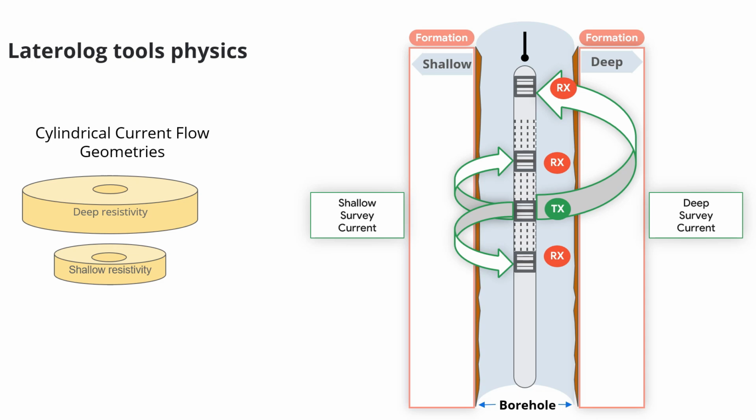Here we can see a diagram of a lateral log. As you can see, it has several metallic electrodes positioned along the tool string and are electrically isolated from one another. The current comes out from the transmitter, Tx, here shown in green. This current is called survey current, and we have one for shallow readings and one for deep readings. Then this current travels through the formation and returns to the tool on a different electrode called current return, in this graph shown in red as Rx.